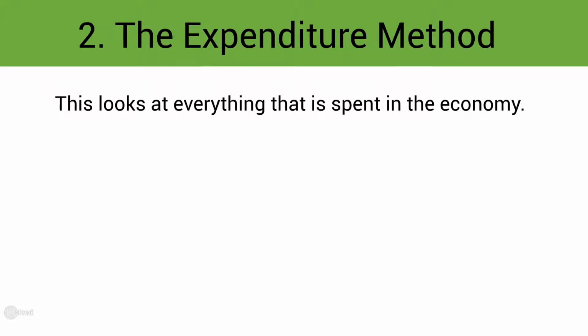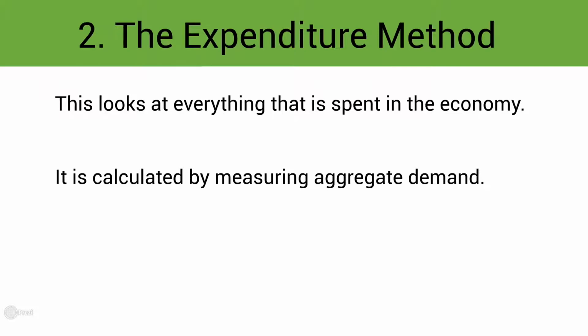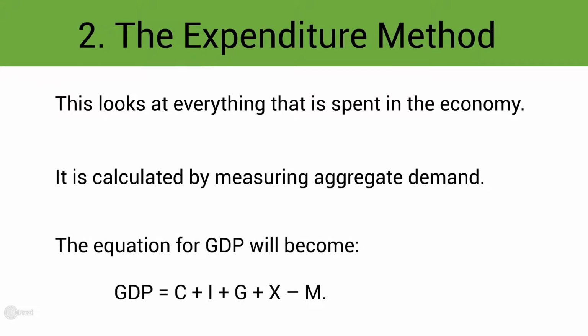The second method of working out GDP is to use the expenditure method. This looks at everything that is spent in the economy. It is calculated by measuring aggregate demand. The equation for GDP will be GDP equals C plus I plus G plus X minus M, whereby C is consumption, I is investment, G is government expenditure, X is exports, and M is imports. So the expenditure method is everything that is spent in the domestic economy.